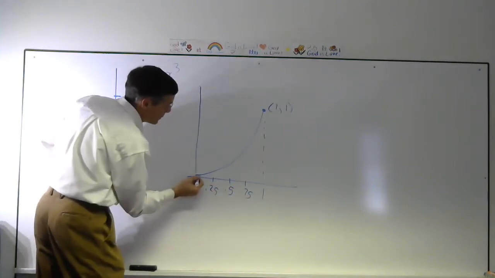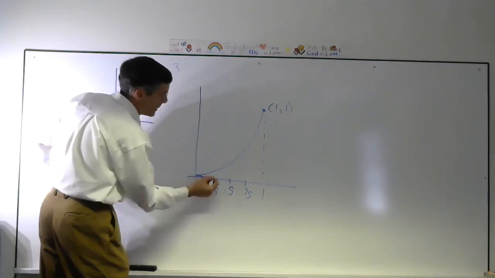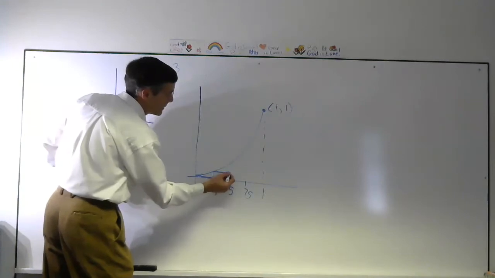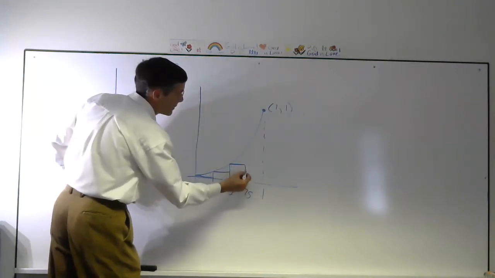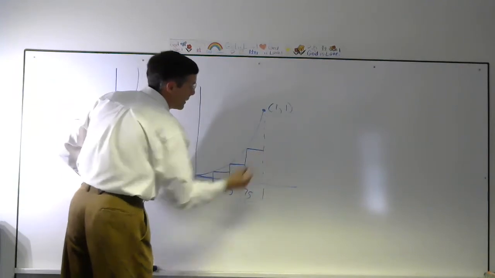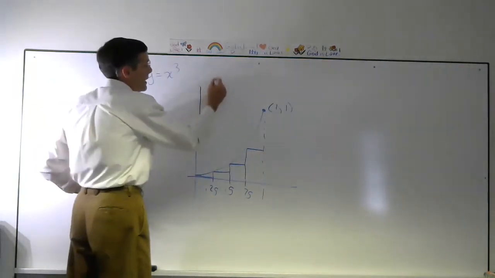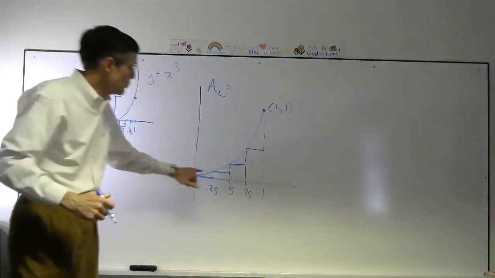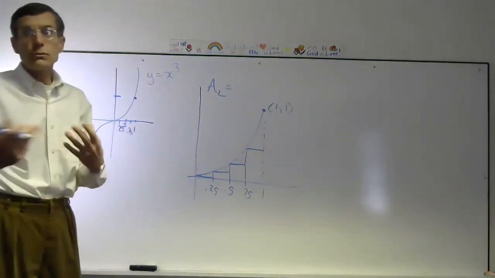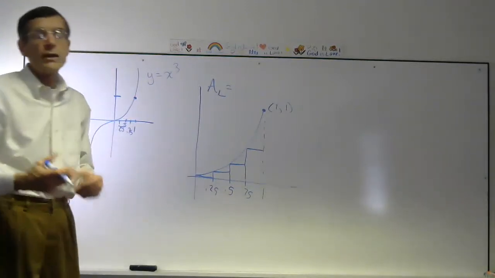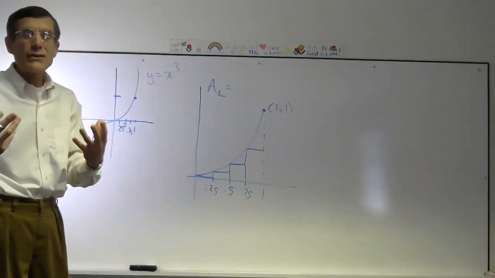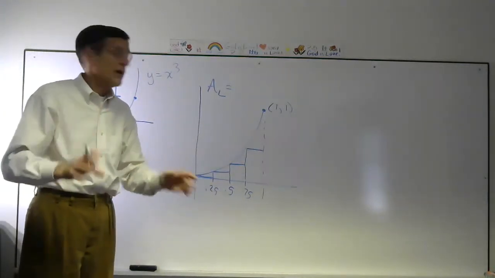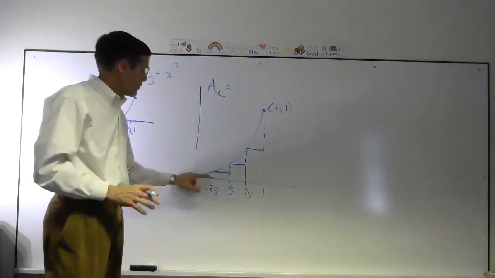I'm going to first start here with a rectangle that has no area. Then I'll come up here and draw a rectangle that has that area, then another up here, then up there. I'm going to call this area A sub L because it's the lower approximation for the area. If I add up all 4 rectangles, I will get an approximate area, crude and rough, but it's an approximate area. So I need these heights.